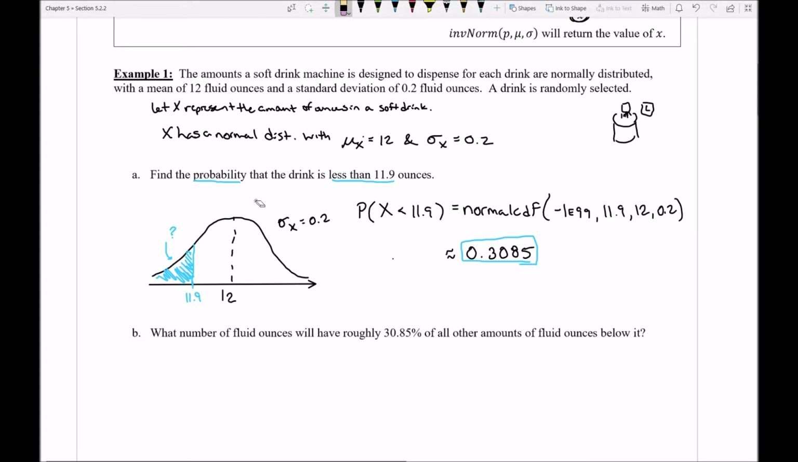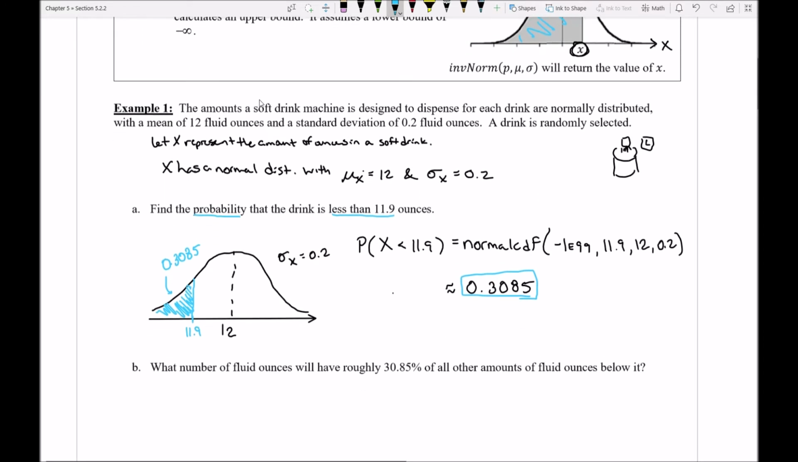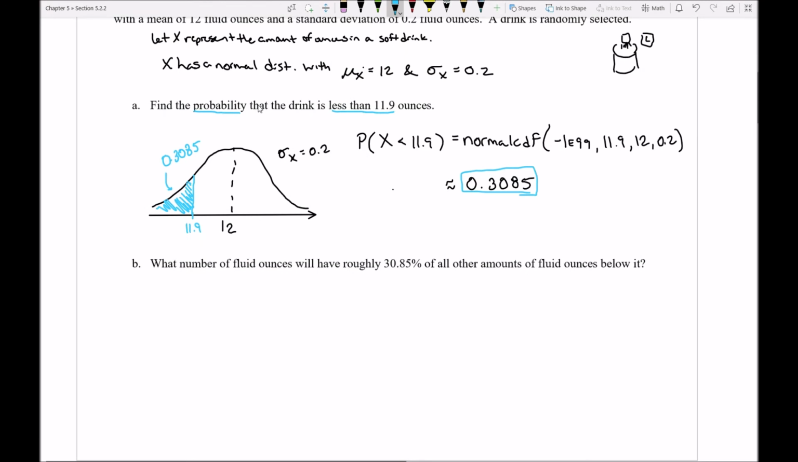That's what we found. We can now update what we have here. The amount of blue space in the picture is 0.3085, or 30.85%. Okay, great. So this is a question like what we saw in the last section. Not much has changed, and we haven't used this new calculator command yet. But let's take a look at part B to see what this question asks. What number of fluid ounces will have roughly 30.85% of all other amounts of fluid ounces below it?